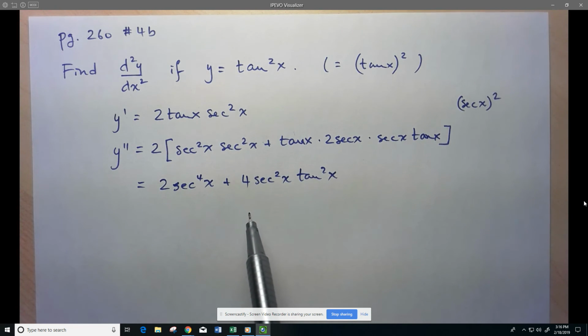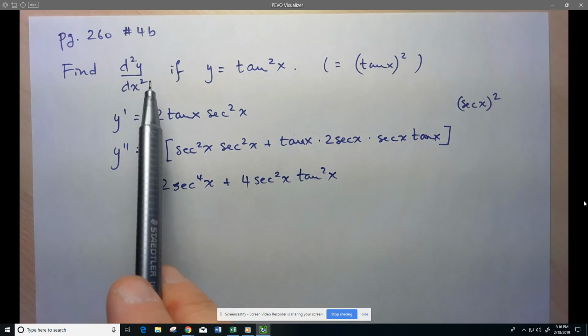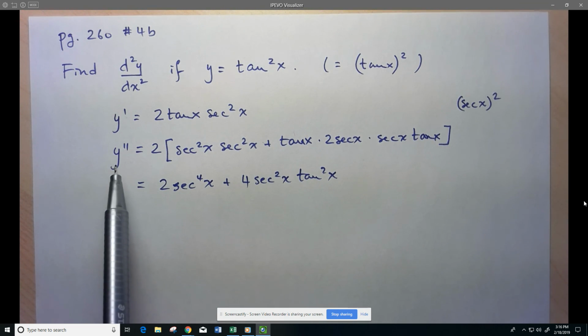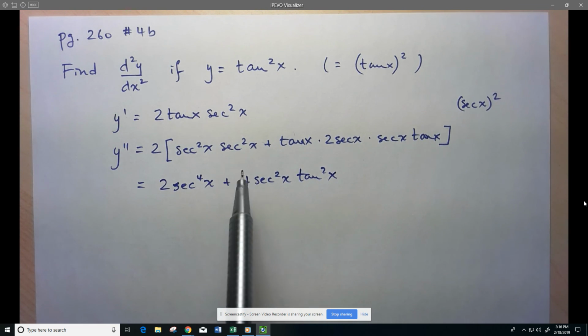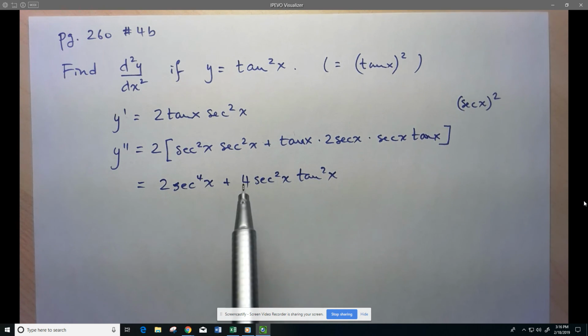Let's do a quick recap. First of all, recognize this as the notation for the second derivative of the function, which I find by first finding the first derivative and then the second derivative. And not surprisingly, as we find more derivatives, when we're not dealing with polynomials, they tend to get a little more complex as we go along. Okay, that's it for this one.